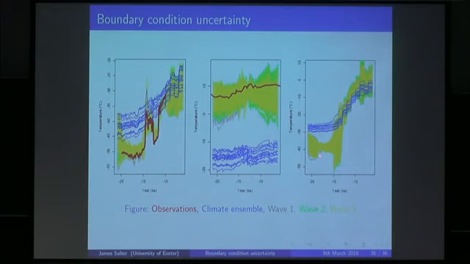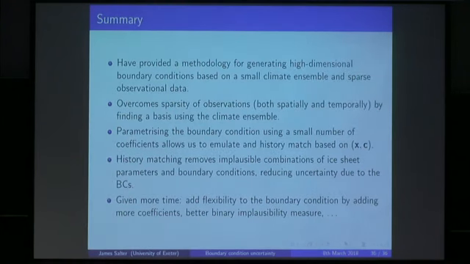Some of these runs that look a bit weird are quite extreme. Well, this is because we're also varying the ice sheet parameters, so maybe there are settings of those that do mean that these are somehow feasible. So essentially what we've tried to do in this project is come up with a way of generating these really high dimensional boundary conditions just using a small number of coefficients, and doing so by using the information that we have from a small climate ensemble and our very sparse observational data. So the method we've used tries to overcome this sparsity.